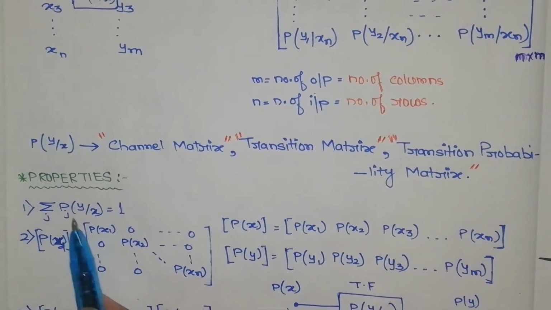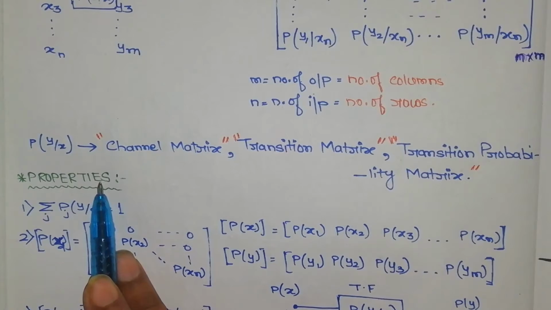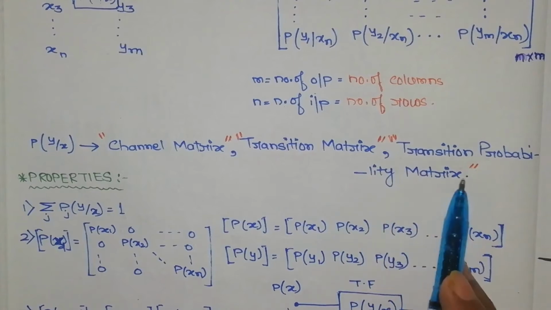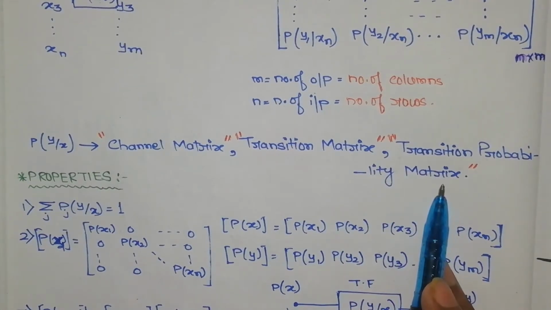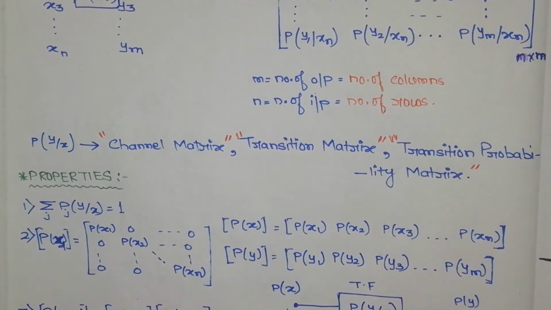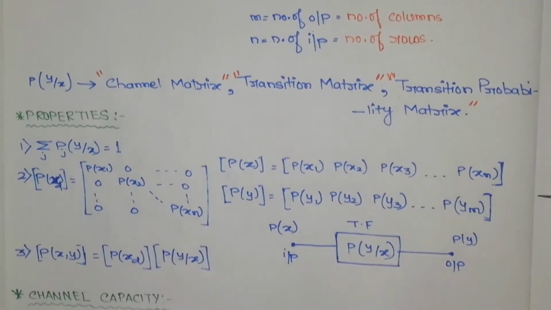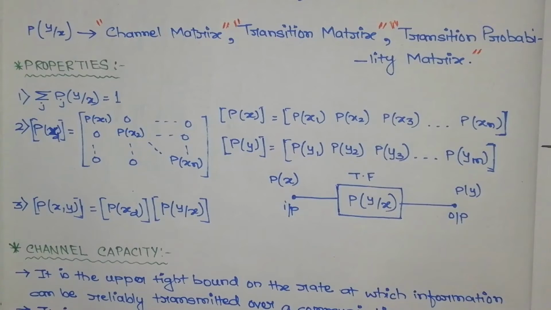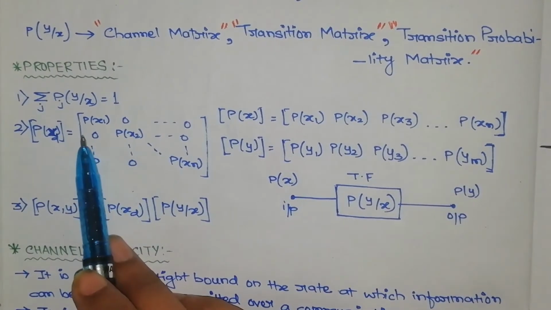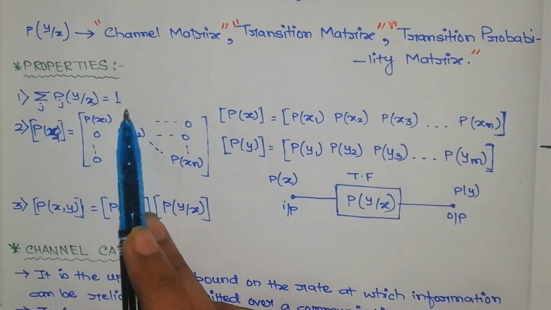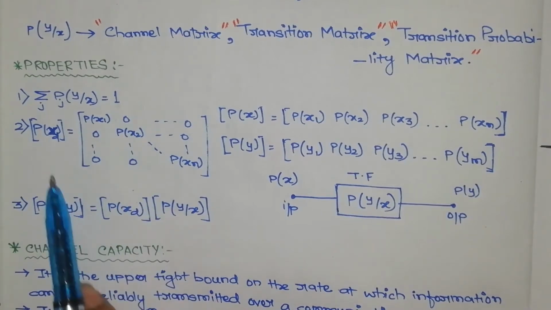So this p(y/x), which we can treat as a transfer function, is known as the channel matrix or transition matrix or transition probability matrix. So this was the basic idea of channel modeling. Now channel modeling has some properties too related with their probability values. So the first property is the basic property of probability, that summation over j of p(yj/x) will be equal to 1. That's very simple and the basic idea of the probability part.